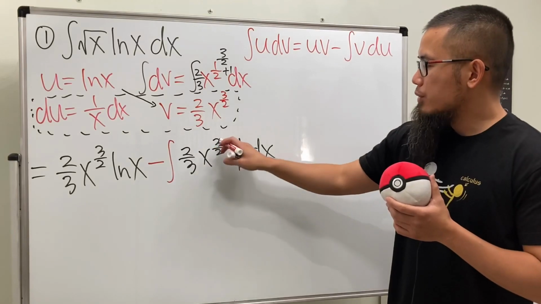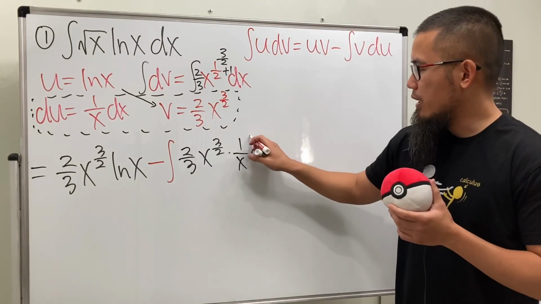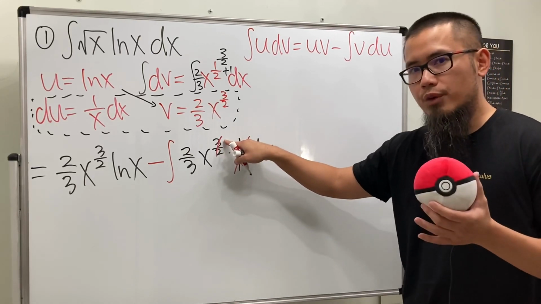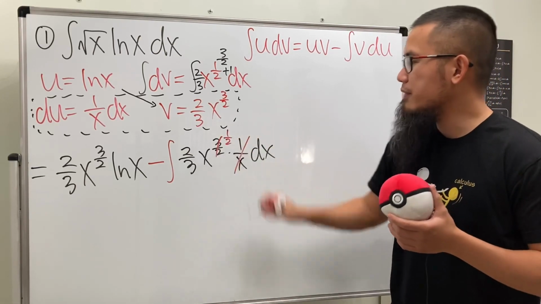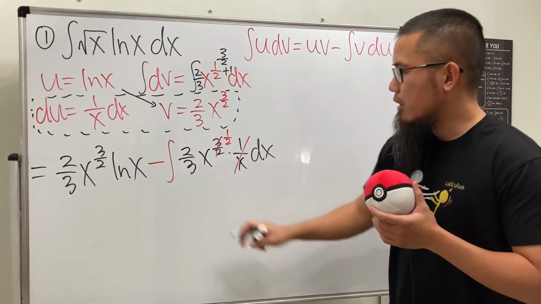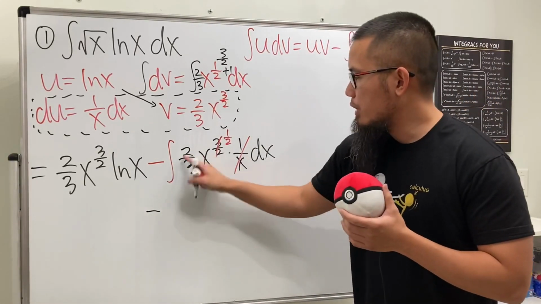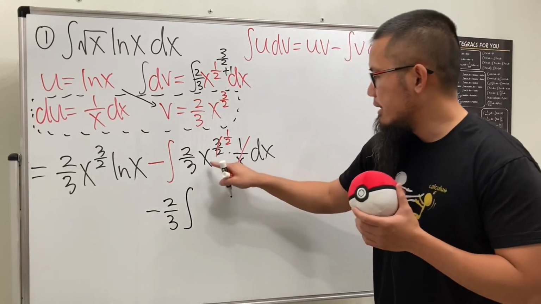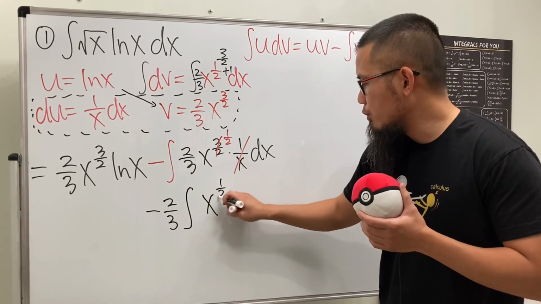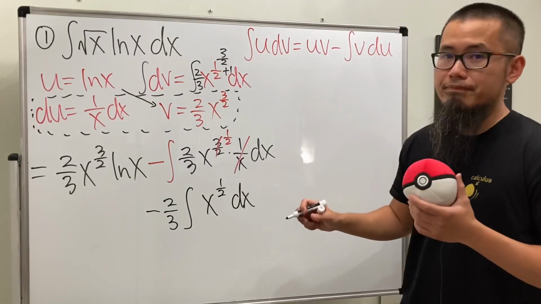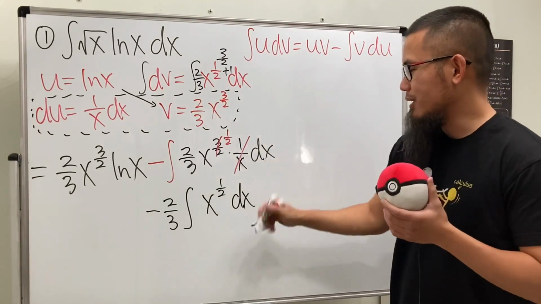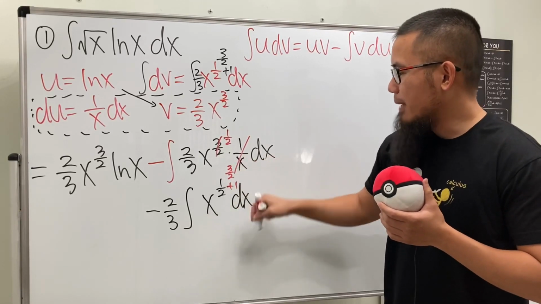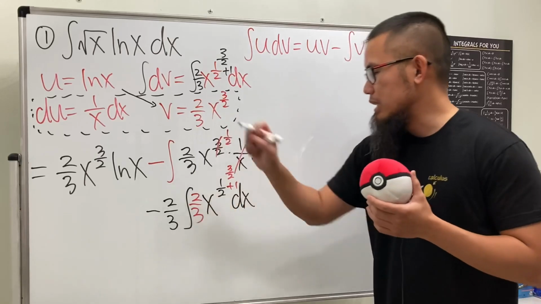Well, x to this power times 1 over x, we can reduce that. This is x to the first, so we'll just do 3 over 2 minus 1, which is going to be 1/2. So if you take a look right here, we will have to minus. We can put the 2 over 3 in the front, and then we have the integral of x to the 1 over 2 power, and then the dx. We did this one over there already, but let's do it again. Add 1 to the power, which is 3 over 2, divided by the new power, which is multiplied by its reciprocal.